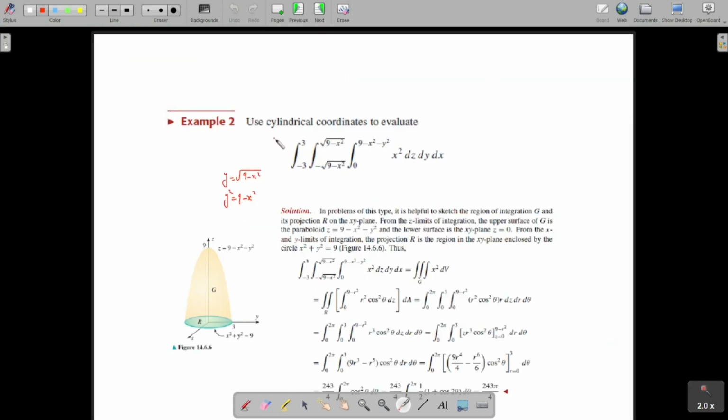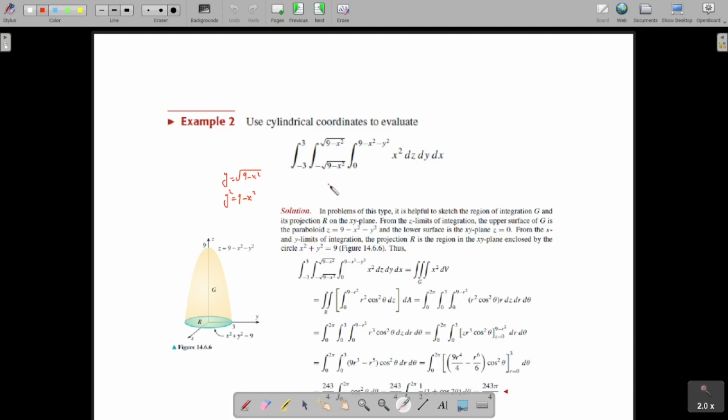Now let us have another problem. Use cylindrical coordinates to evaluate this triple integral. Here the triple integral is given in Cartesian coordinate system. You have to convert the integral to an integral in cylindrical coordinate system. The function to be integrated is x square, and you know x equal to r cos theta in cylindrical coordinate system. So replace x by r cos theta.